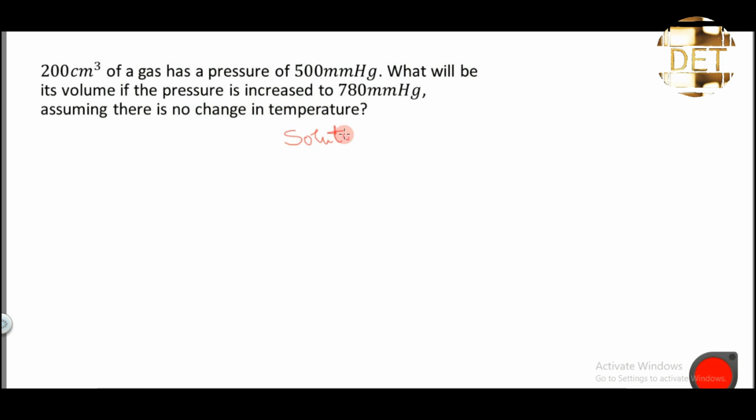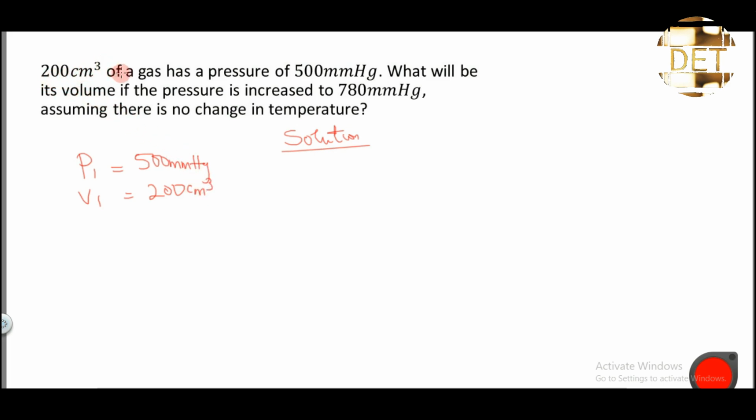So let's put our solution here. 200 cm³ of a gas has a pressure of 500 mmHg. So our P1 is equal to 500 mmHg, and our V1 is equal to 200 cm³. This is from the first statement.